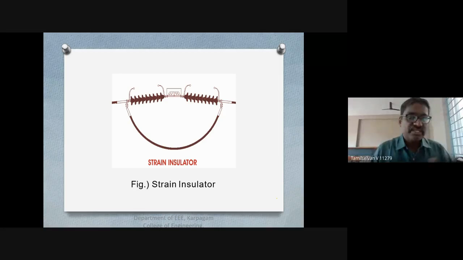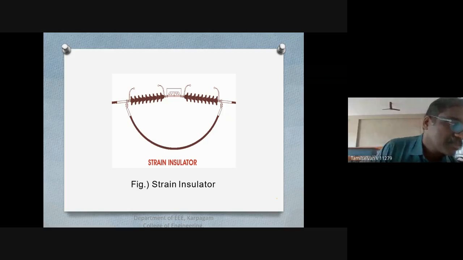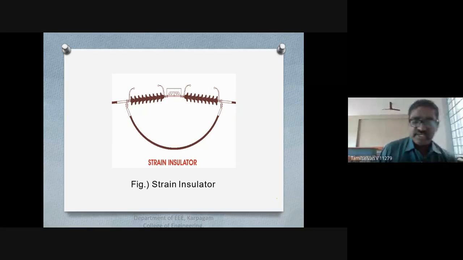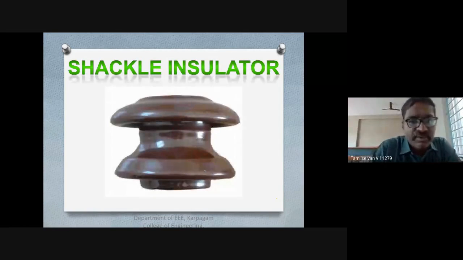In the case of low voltage, this strain type of insulator is called a Shackle insulator. It is also used at the end of a transmission line, or where there is a curve or sharp corner. That type of insulator is called a Shackle insulator.